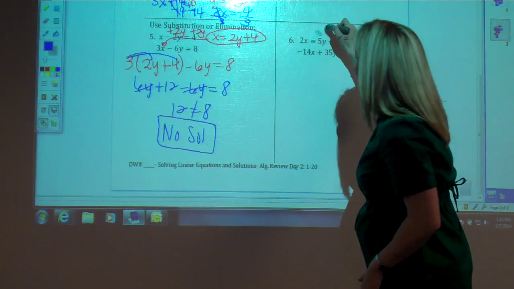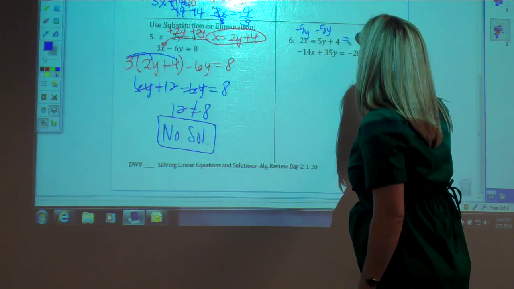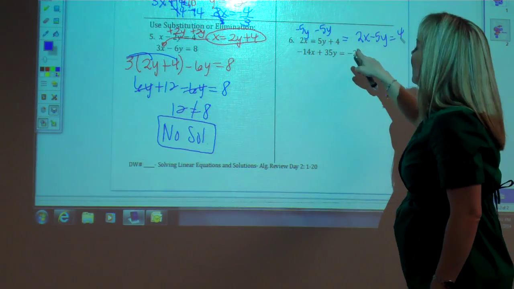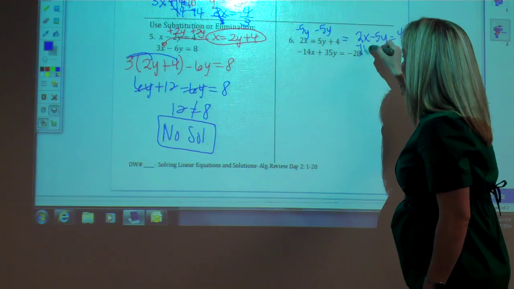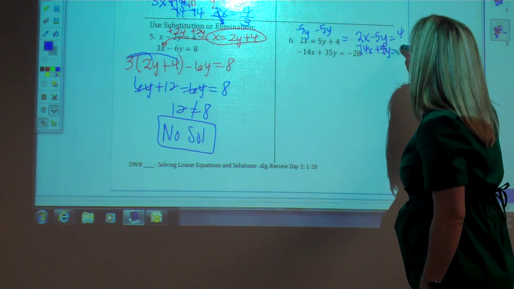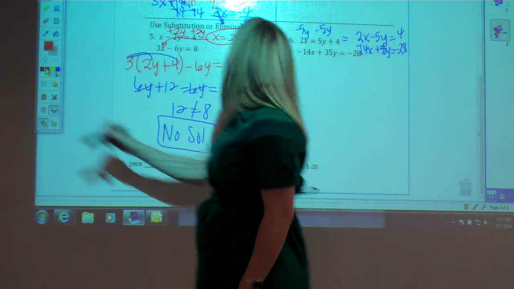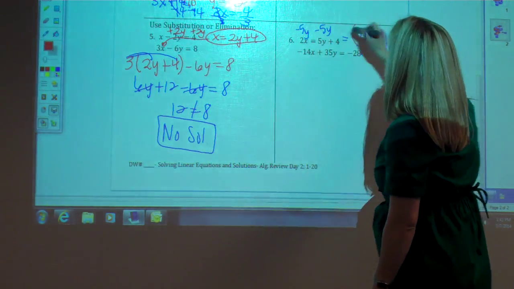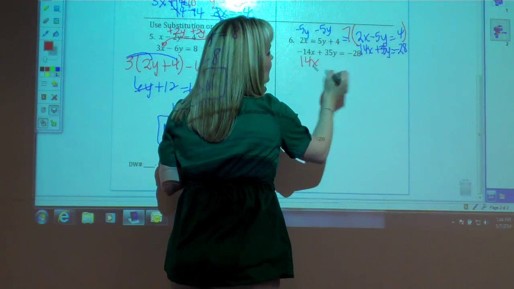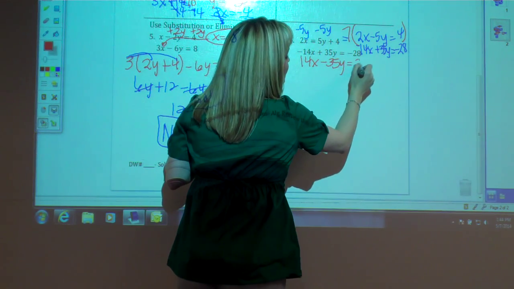Last one over here, I'm going to move this over and I'm going to do elimination method. So right here I get 2x minus 5y equals 4. And right here for my second equation, to eliminate, I'm going to multiply my top equation by 7. So when I do that, 7 times 2, that gives me 14x minus 35y is equal to positive 28.